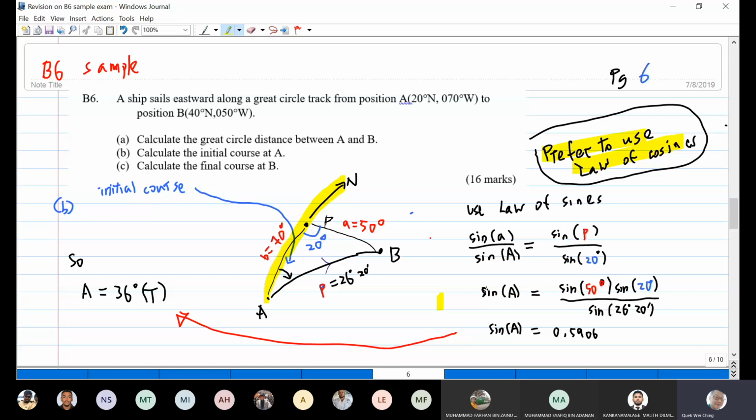This is for a spherical triangle, right? For a normal triangle, the side doesn't have sine. Okay, the side has no sine. So I can find out the angle A, which is 36 degrees.